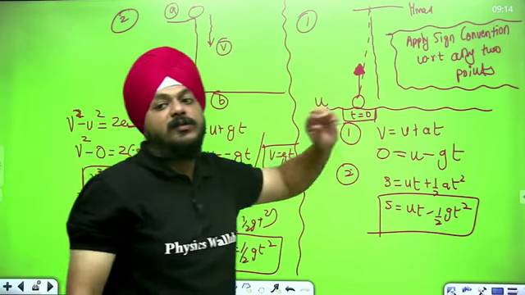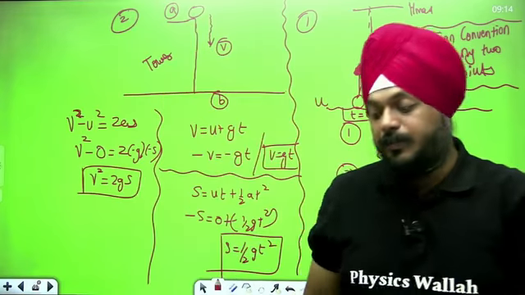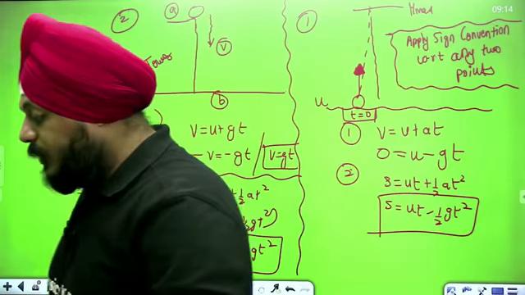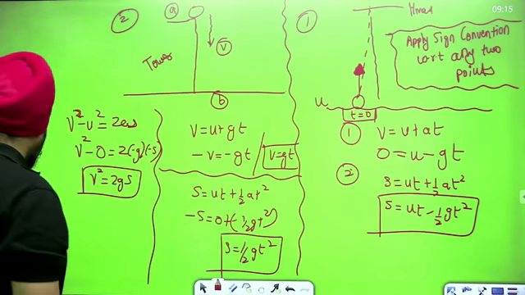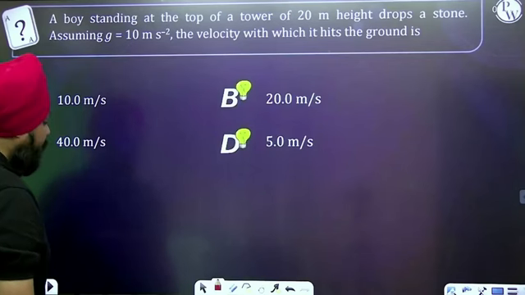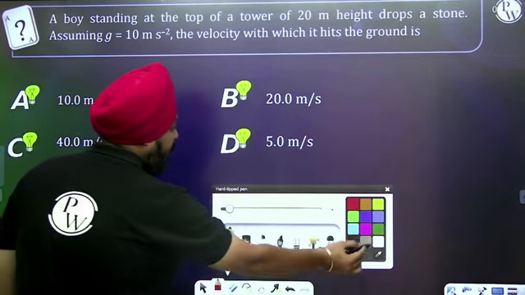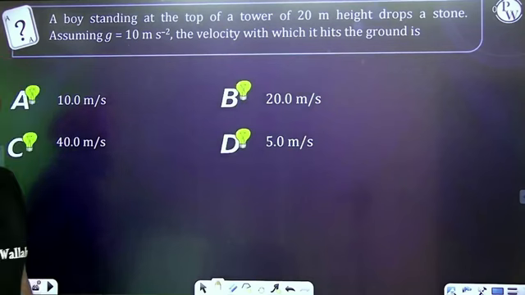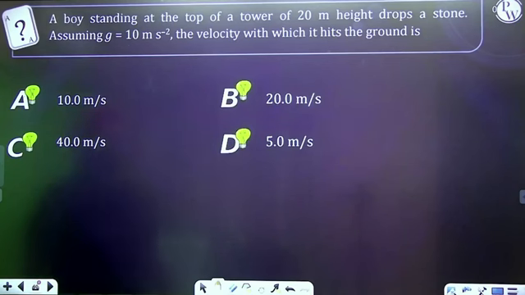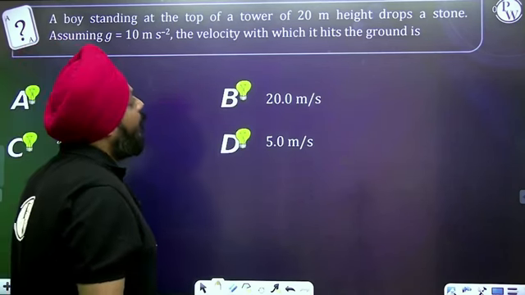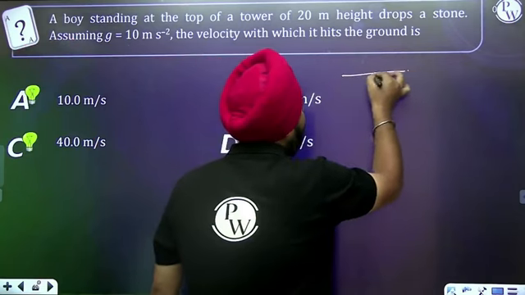This is how sign conventions are applied between 2 points. Yes or no? Right, now let's move on to the next question. Let's see some of the sums and analyze this stuff. Now, a boy is standing at the top of a tower of 20-meter height.